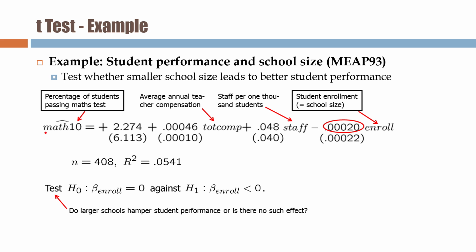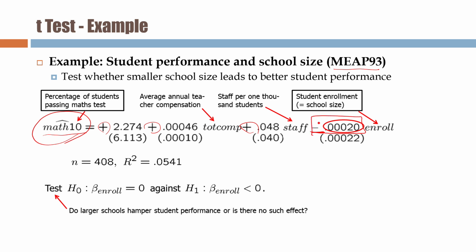Okay, so that's why this is another example. The data file name is MEAP93. We're trying to find out the passing math test, the percentage of students who passed the math test. Here this is positive, positive, positive. Now this is negative. That's why we choose this one.